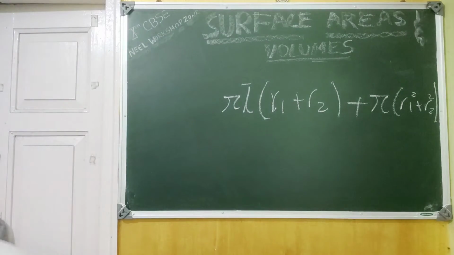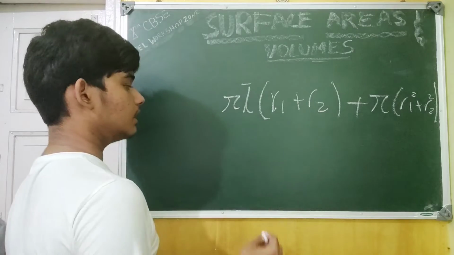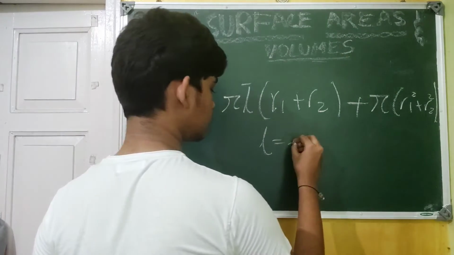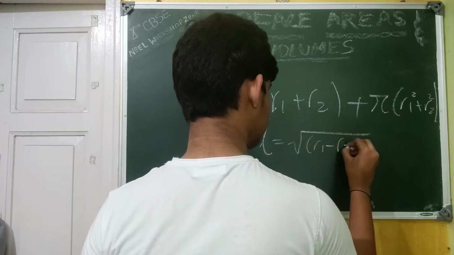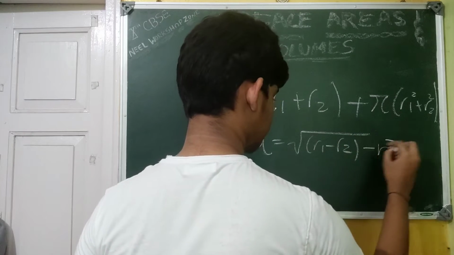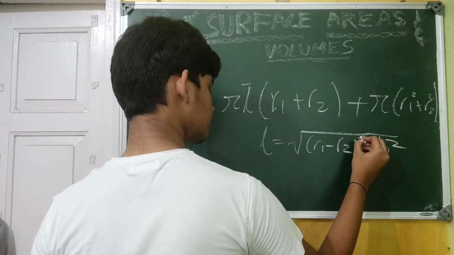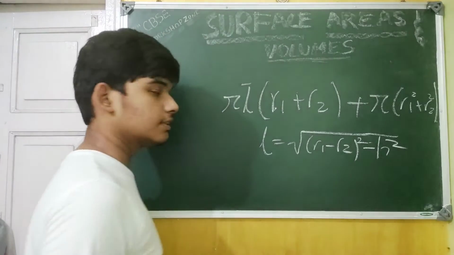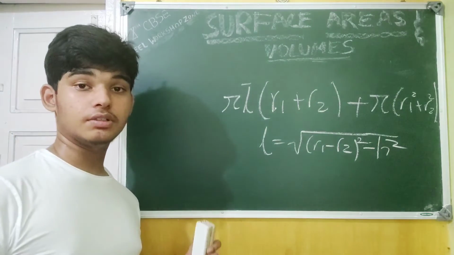Now in other shapes, for example like cone, etc., you have some formulas, but for frustum the formula is different. So the formula for frustum is L is equal to root of (R1 minus R2) squared minus H squared. So like this. So this is a formula that we need to use to find out the slant height of the frustum.